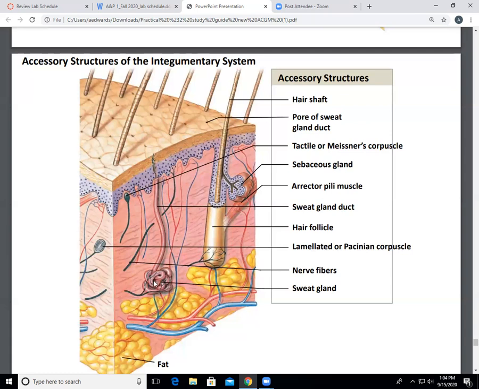Okay. Here's the sweat gland and the sweat gland duct. Okay, another nerve fiber. Okay, those are some of the structures that you'll need to get familiar with. Okay, these are blood vessels going through that reticular layer. The dermis.